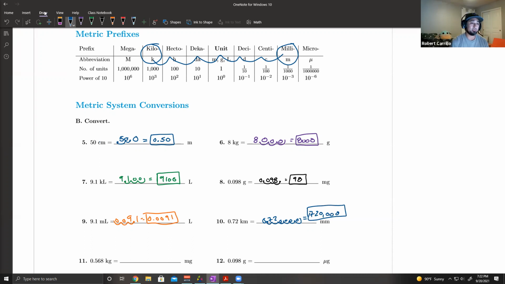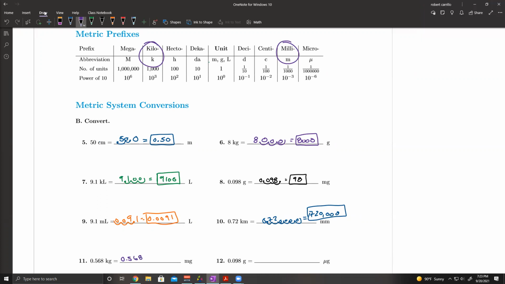Millimeters. Okay. Awesome. All right. And then 11.568 kilograms to milligrams. Well, we just did something similar, right? We just said from kilo to milli, and that was how many spaces? 6. 1, 2, 3, 4, 5, 6.